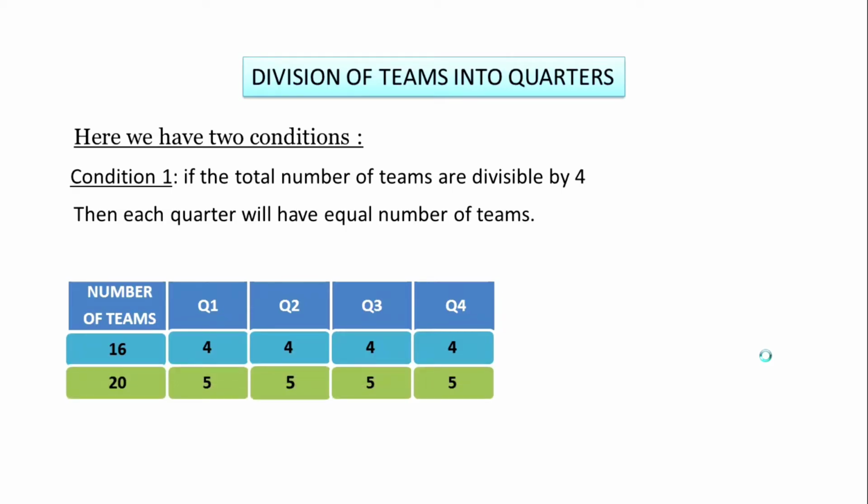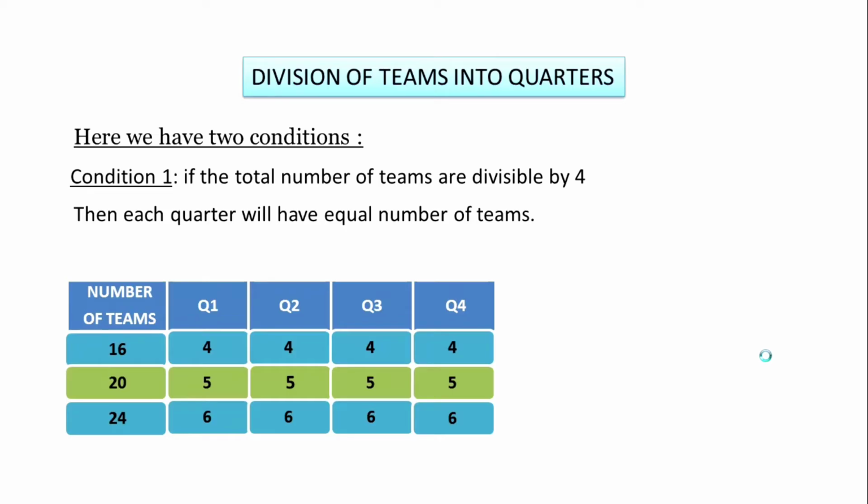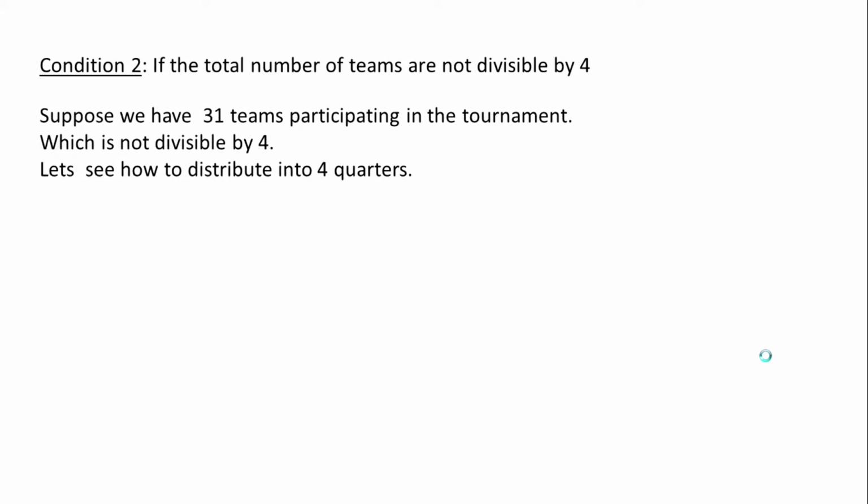And next, if the number of teams is 20, this is also divisible by 4, and each quarter will have 5 teams, that is 5 into 4 is 20. And if the number of teams is 24, it is divisible by 4 and each quarter will have 6 teams. And if the number of teams is 28, then this is also divisible by 4 and each quarter will have 7 teams. Now coming to condition 2.